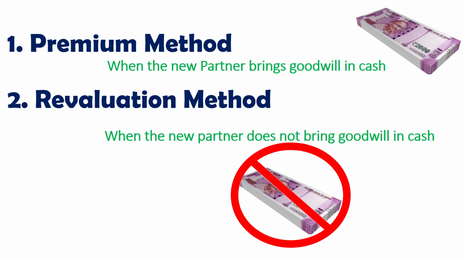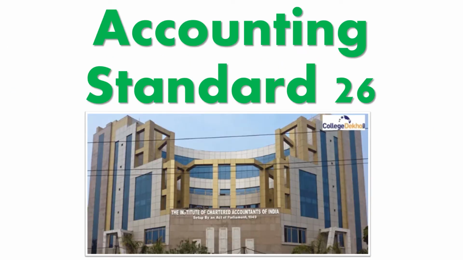When we are talking about treatment of goodwill, we need to know about Accounting Standard 26. First of all, we'll start from the basics: there is an institution that gives norms and criteria, or a format, to accountants on what kind of method to adopt. That institution is ICAI, the Institute of Chartered Accountants of India. That institution gives norms for accountants to follow.